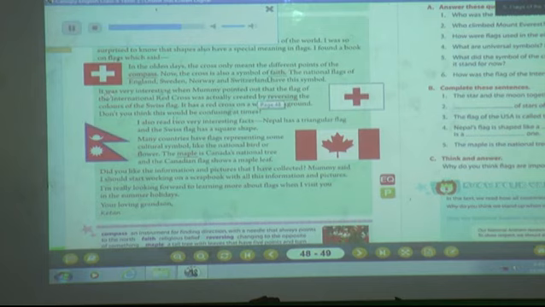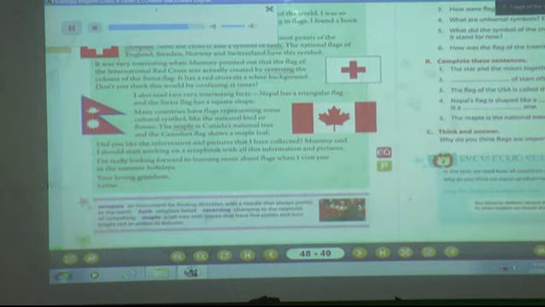It was very interesting when Mummy pointed out that the flag of the International Red Cross was actually created by reversing the colors of the Swiss flag. It has a red cross on a white background. Don't you think this would be confusing at times? I also read two very interesting facts. Nepal has a triangular flag and the Swiss flag has a square shape.